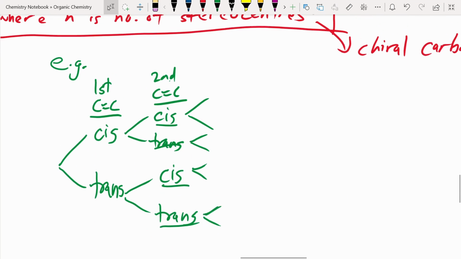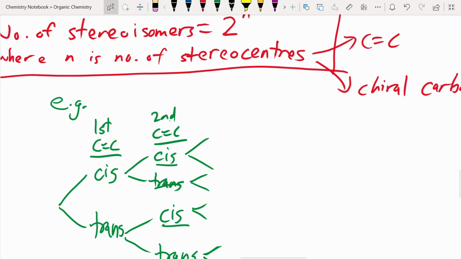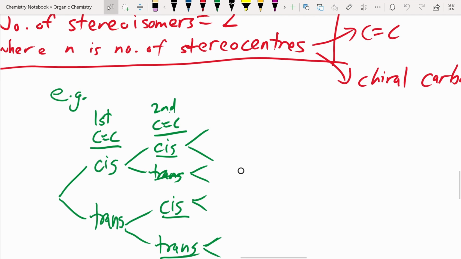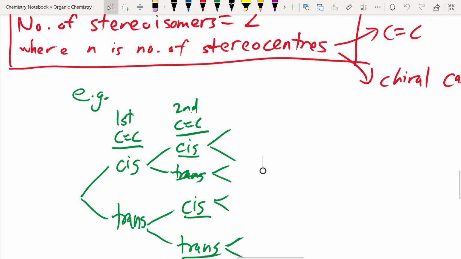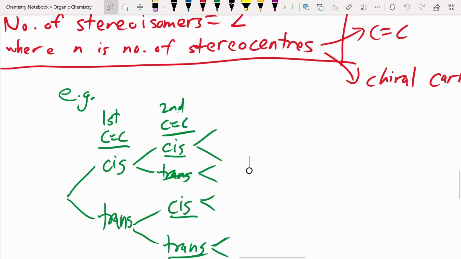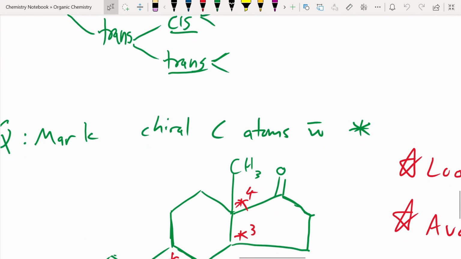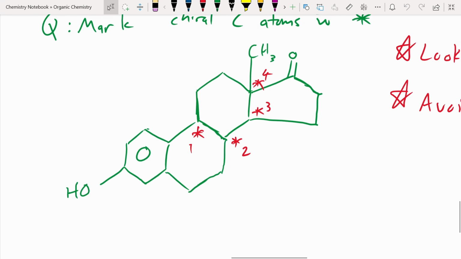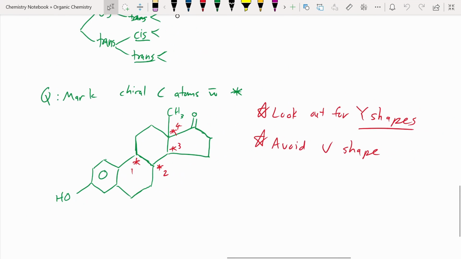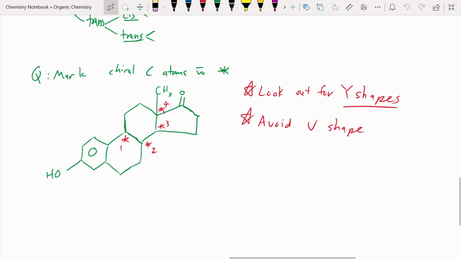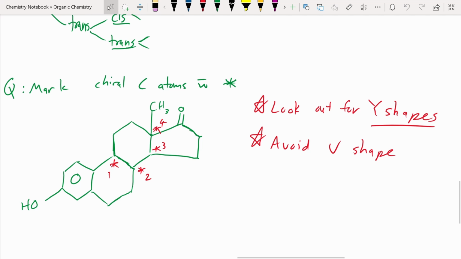In a sense, for every single carbon double bond carbon and chiral carbon, there will always be two isomers. So it's two stereoisomers. It will just keep on going. Okay, let's do this example. To mark out, I already marked out the chiral carbons for you.